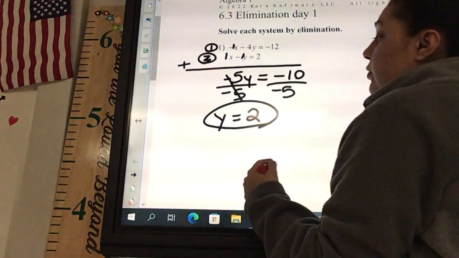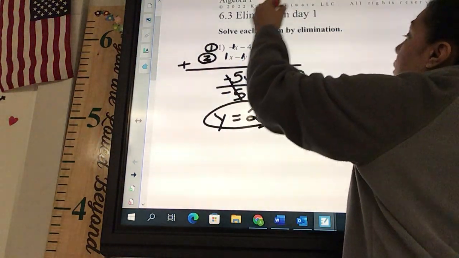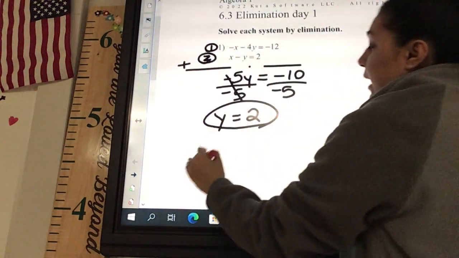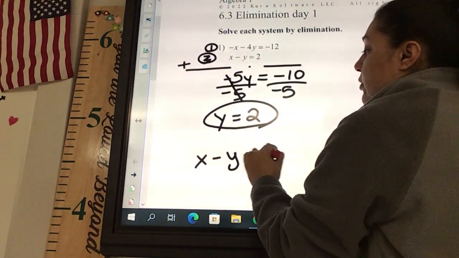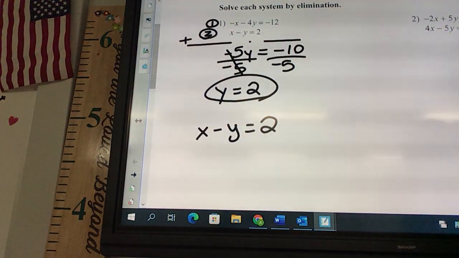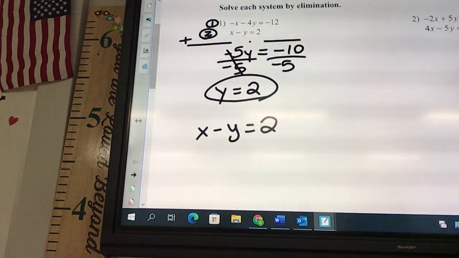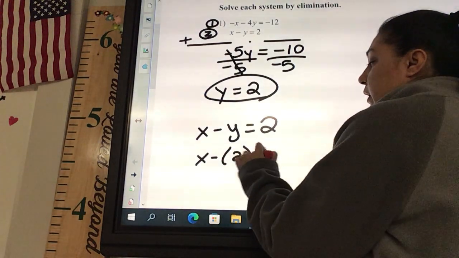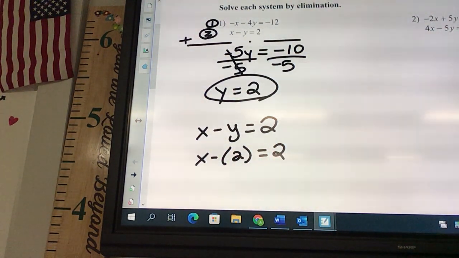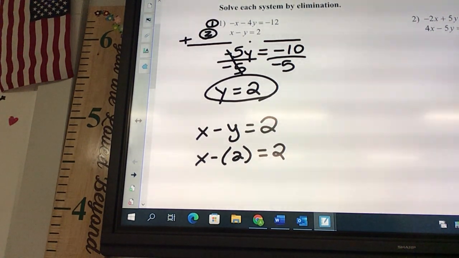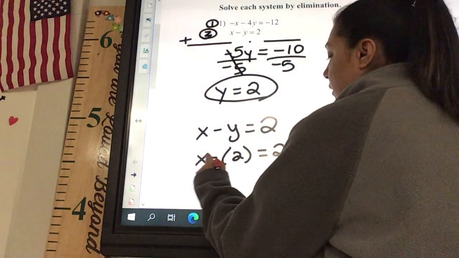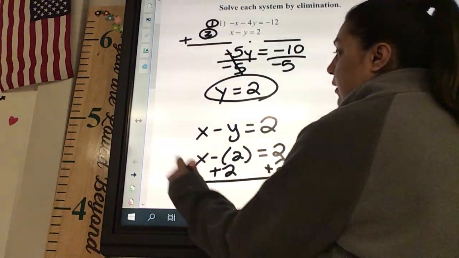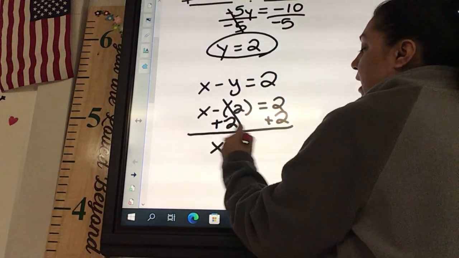So write down equation 2 just the way that it looked. Okay, so I got x minus y equals 2. Okay, but you now know what y is. What is y? 2. So, and use parentheses no matter what. So we got x minus (2) equals 2. Okay, and now I'm trying to solve for x. So I'm going to say plus 2 on both sides. And we got x equals 4.